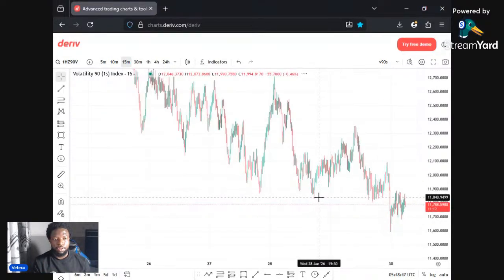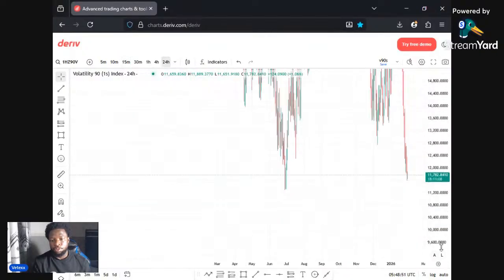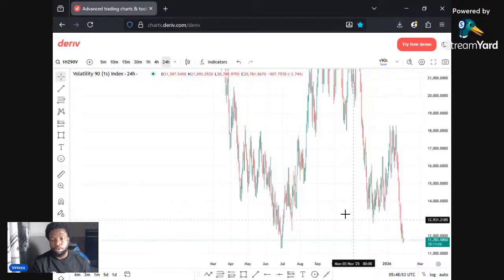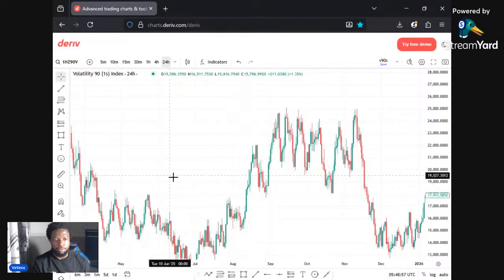So on V91s, price was bearish on the 24-hour time frame. Let's check if it has taken out the target. Okay, it hasn't taken out the target yet. So let's quickly mark it and let's see.